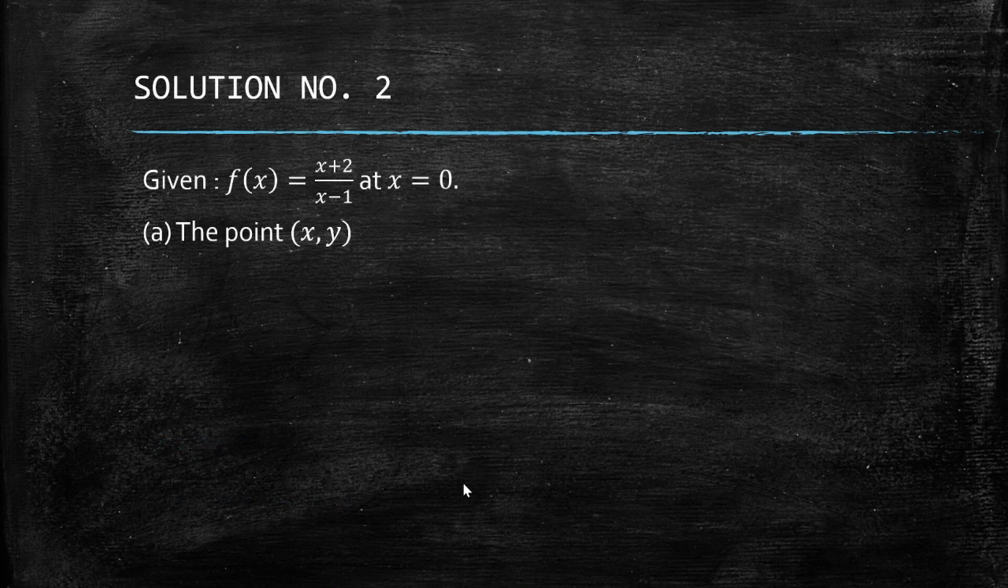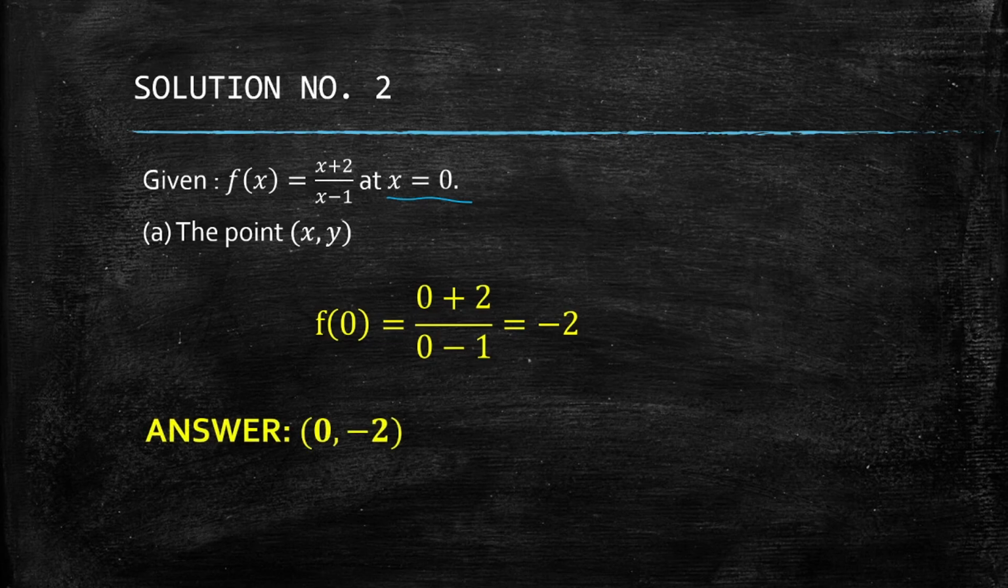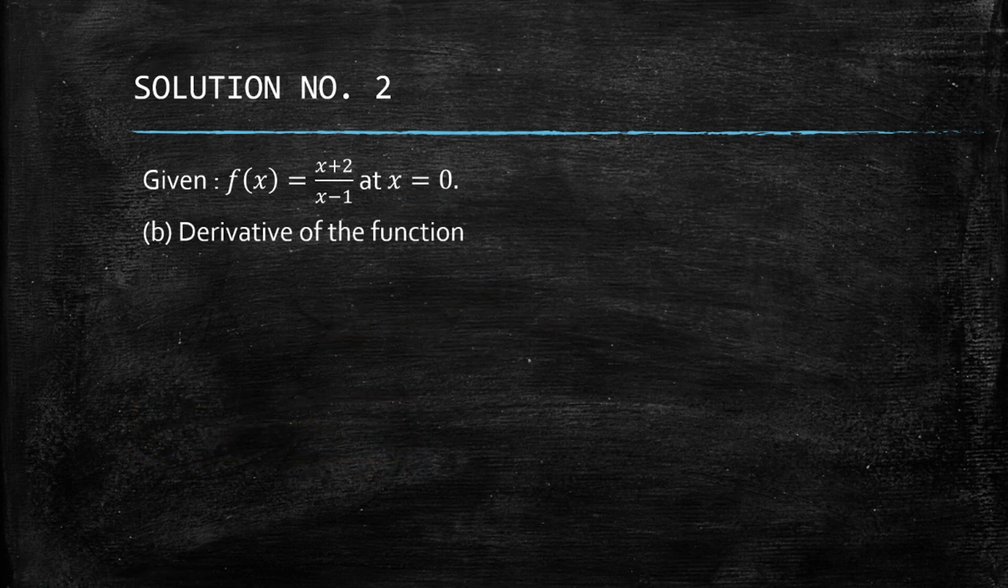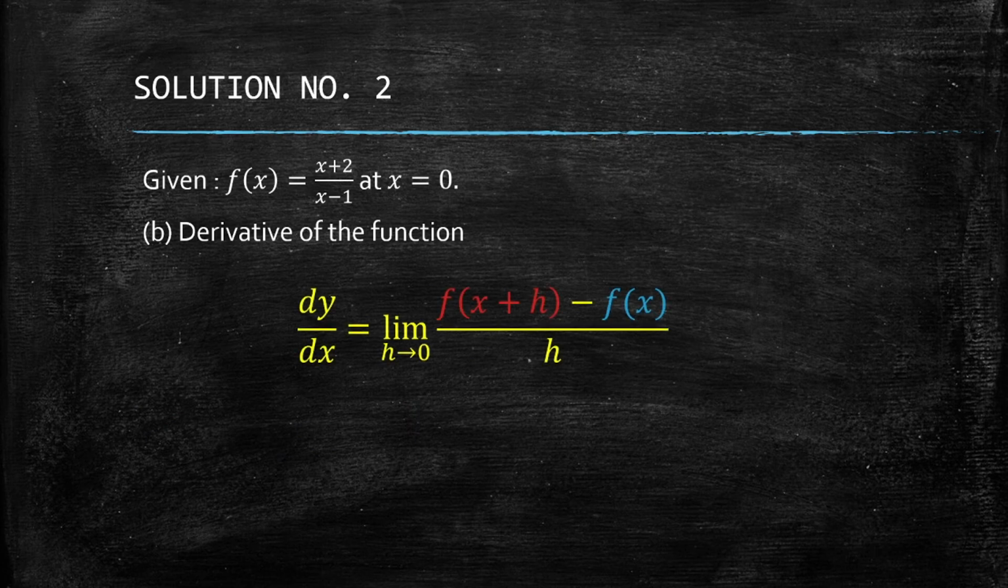Okay, so we're asked to find the point. Again, if it's just the point, we simply substitute because we have already the value of x here. We know that x is 0. We can substitute 0 to the function, and this will give us negative 2. So our point is (0, negative 2). Then we have to solve for the derivative of the function.